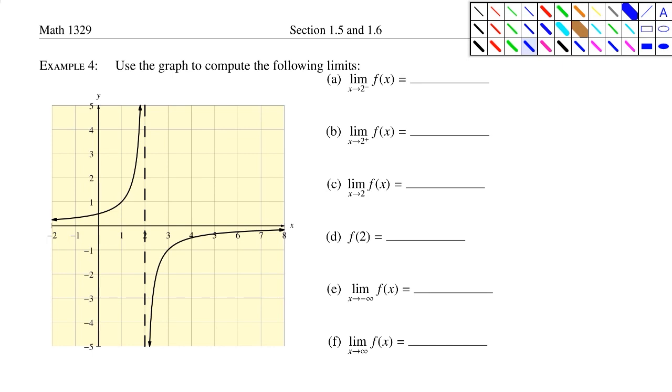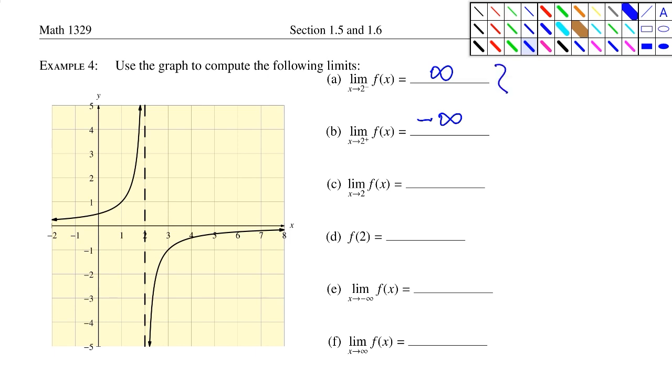Example number 4, use the graph to compute the following limits. So A is the limit as x goes to 2 from the left. So if I follow the graph from where x is less than 2 and it approaches 2, we see that we have a vertical asymptote at x equals 2. So the function values are actually going to go up to infinity. So the limit is infinity. Part B, the limit as x goes to 2 from the right. Well, as we trace the graph here, we're still approaching that asymptote, but they're going down. So now we would say that that is going to negative infinity.